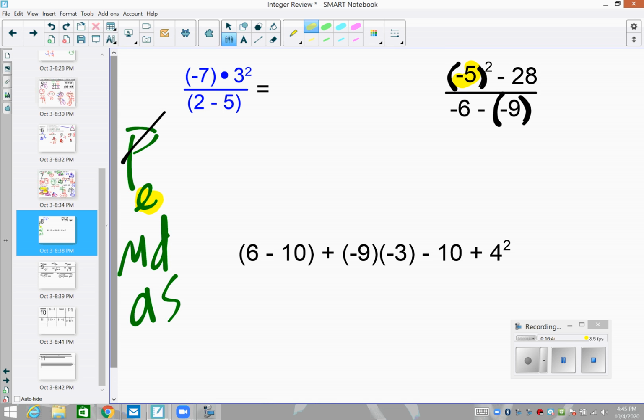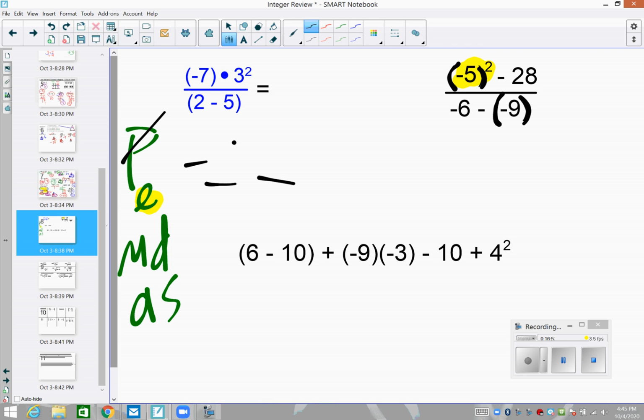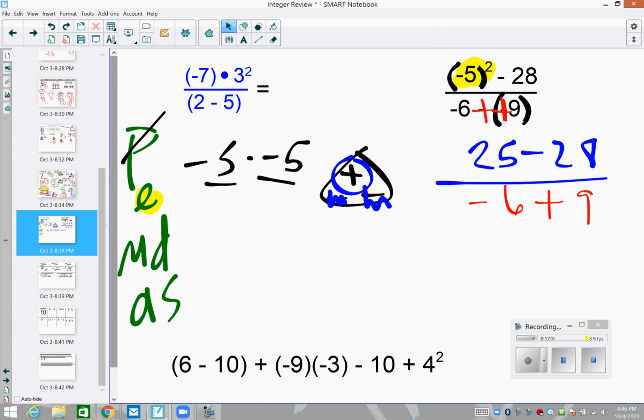And what that says is that we need to take negative 5 and multiply it by itself, which becomes negative 5 times negative 5 is positive 25. Then we're going to subtract 28. And in the denominator, one thing I notice that's going to happen here is I'm going to have to chop that. So I'm going to do that right now before I rewrite. So then I have negative 6 plus 9 in the bottom. I'm going to move this problem out of the way for a minute just so I have some space to write. Cool. All right, so let's finish that up then.